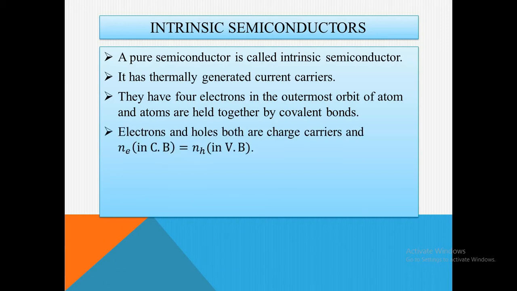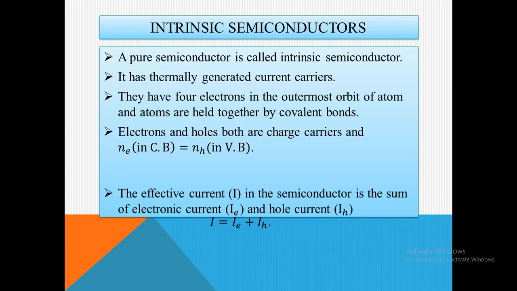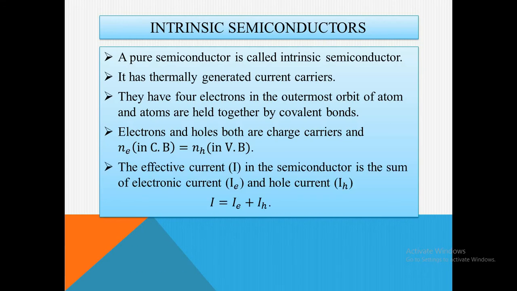Electrons and holes both are charge carriers, that is, the number density of electrons in the conduction band is equal to the number density of holes in the valence band. The effective current I in the semiconductor is the sum of electron current IE and hole current IH. I is equal to IE plus IH. By combining them together, we get the total effective current in the semiconductor.